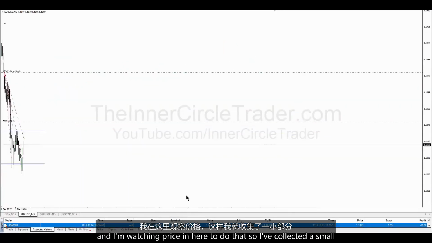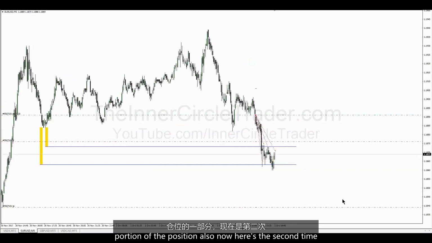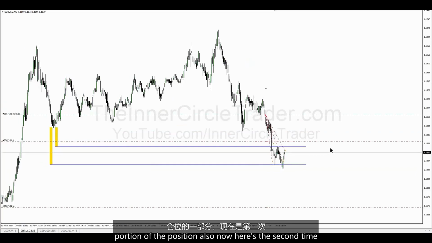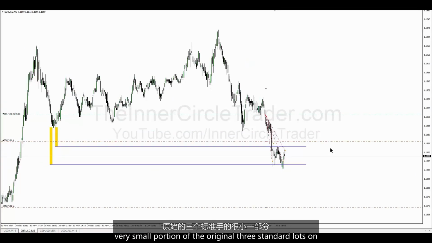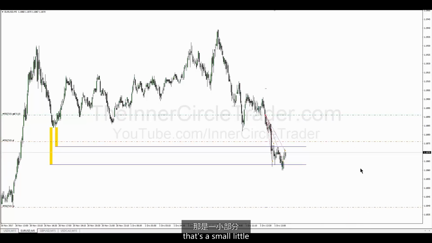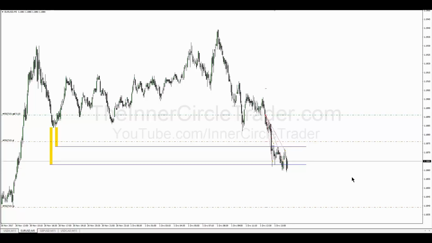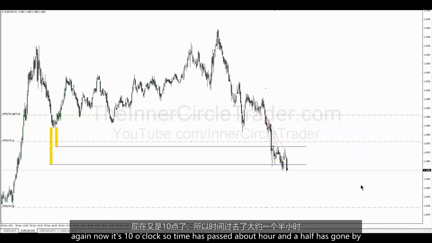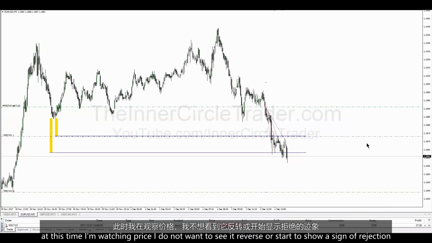So I've collected a small portion of the position also. Now here's the second time taking something off. So a very small portion of the original 3 standard lots. Now it's a small little fragment of the position. Price does one more attempt to break lower. Again, now it's 10 o'clock, so time has passed. About an hour and a half has gone by. And at this time, I'm watching price. I do not want to see it reverse or start to show a sign of rejection.